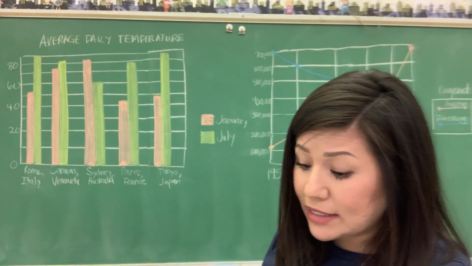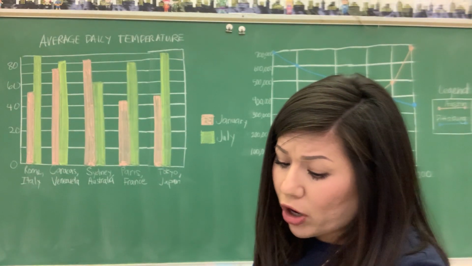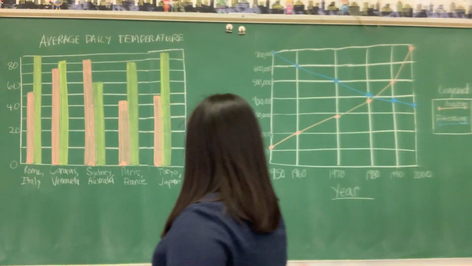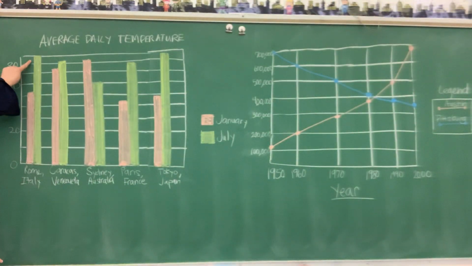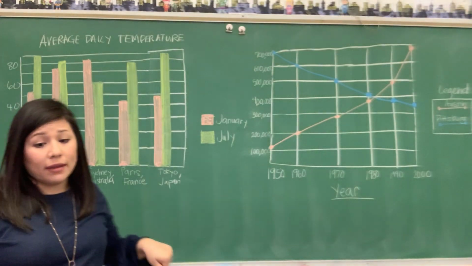How could I see that? Well, number one, I look at the green here, and this is the highest. We skip every other line here, so it would be 10, 20, 30, 40, counting by tens, and it's the highest here. Of course Tokyo looks very similar to it, but the highest temperature for letter A would be Rome, Italy.